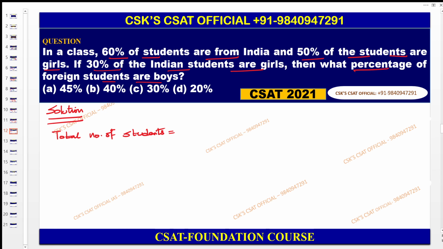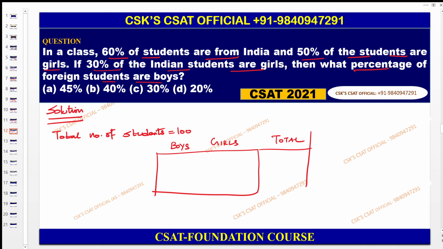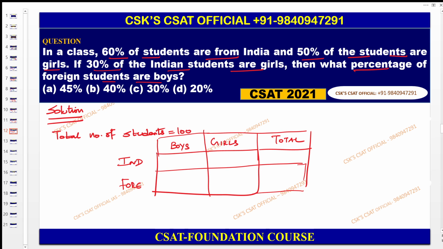Simple. Total number of students, you take it as 100. Now make a table like this. Then keep these as boys. Keep these as girls. Then keep this as a total. Then here Indian students are there. Then foreign students are there. That's it. Make a table like this. After making a table, read it very carefully.